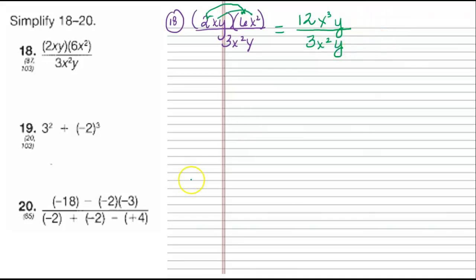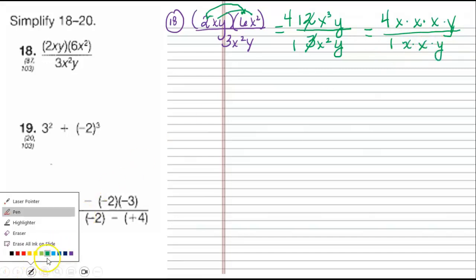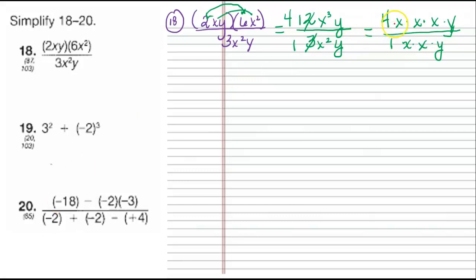Okay? If I write this out, so 3 goes into 12 4 times. So I have 4x times x times x times y over, that's y, over 1x times x times y. Now we can cancel it if it's on the top and on the bottom. So let's see. Those x's can cancel, those x's can cancel, and those y's can cancel. And I'm left with 4x as my answer. Please make sure you ask questions if that doesn't make any sense. Or pause and go back.